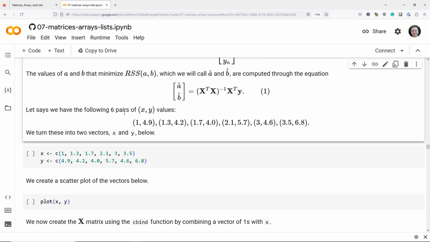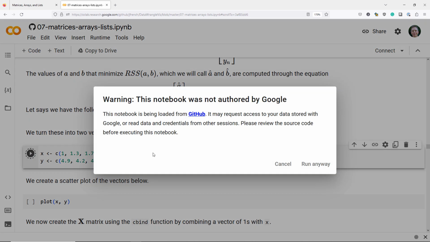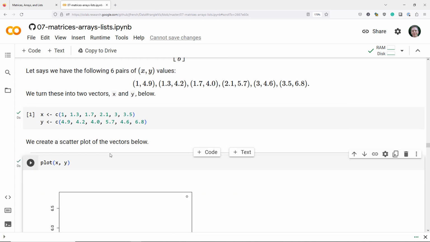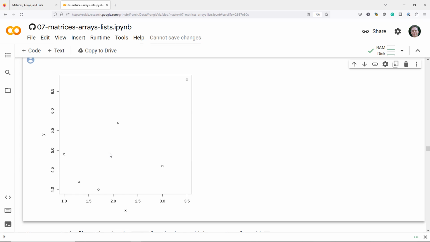Let's say we have six pairs of x, y values. So here are the six pairs right here, 1, 4.9, 1.3, 4.2, all the way up to 3.5 and 6.8. We're going to turn those values into two vectors, lowercase x and lowercase y below. So I'm just going to create those vectors manually. And let's create a plot of this to see what it looks like. This is always a good idea when you have data. This is actually not a really strong linear relationship, but we can fit a line to this data set, which is what we'll do below.